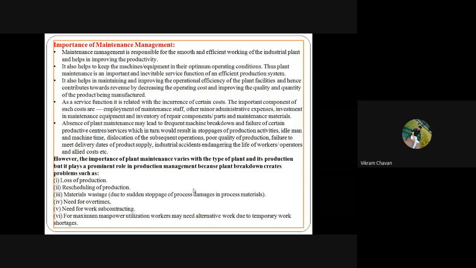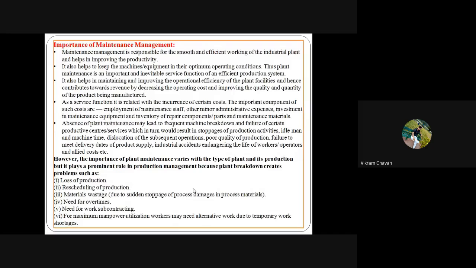Then, due to that poor quality, there will be a failure in delivery dates. Okay, we will not achieve the delivery dates. Sometimes consequences like accidents will happen, and it will be dangerous for the workers' lives. Okay, and it will increase the allied cost.